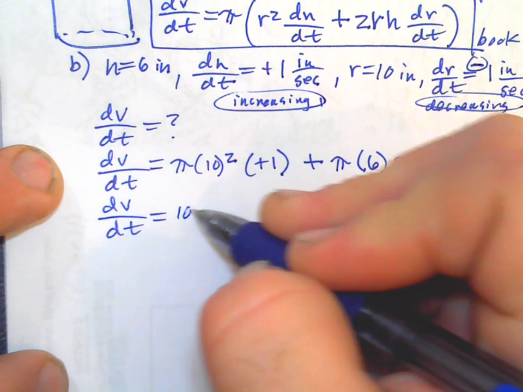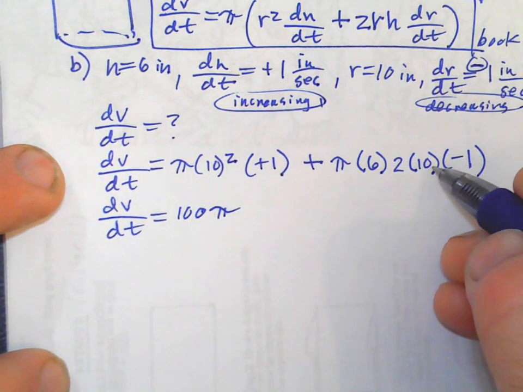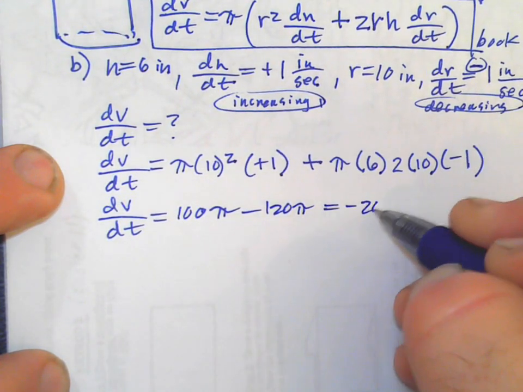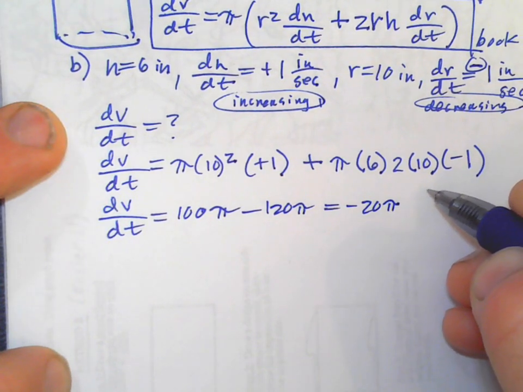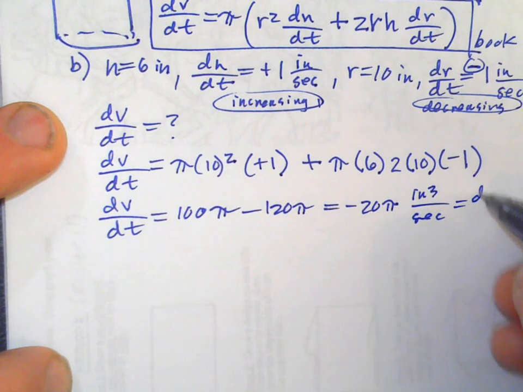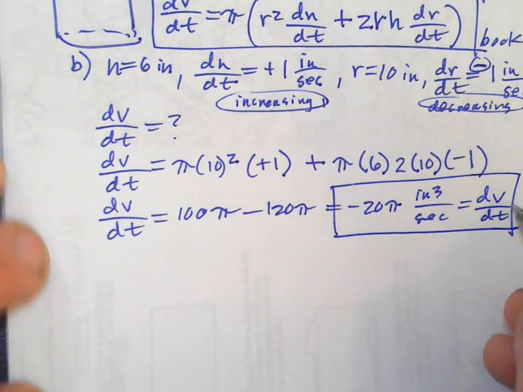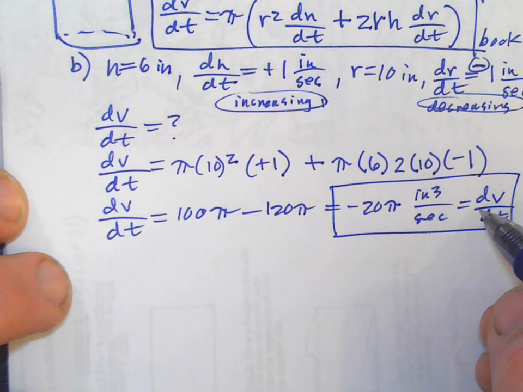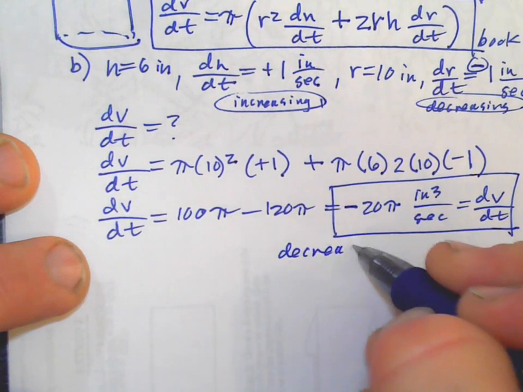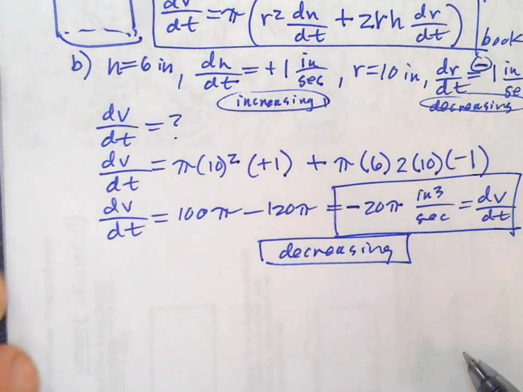So we get 100 pi, and then this is going to be 120 minus 120 pi. So that's going to be negative 20 pi. The units are going to be inches cubed per second. Okay, so it comes out negative. And then they said, is it increasing or decreasing? Well, because it's negative, it is decreasing. All right, so there you go.